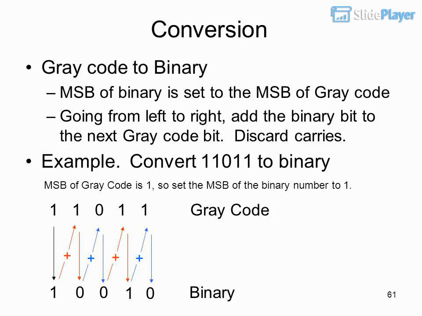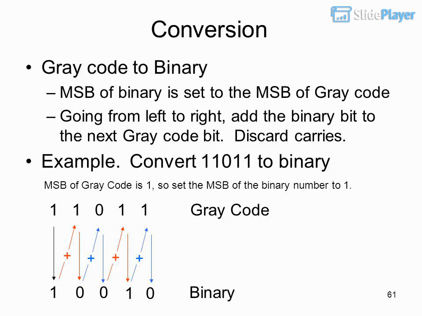Convert 11011 to binary. The MSB of binary is set to the MSB of gray code. Going from left to right, add the binary bit to the next gray code bit. Discard carries. Example. Convert 11011 to binary.